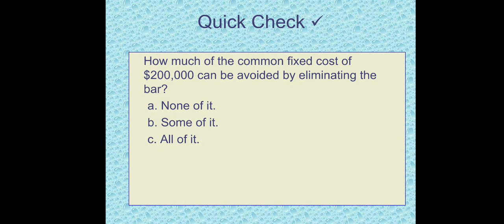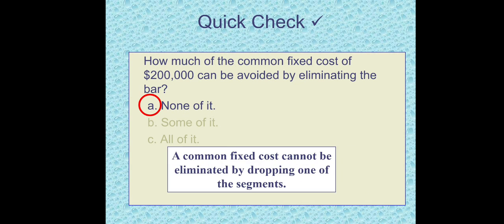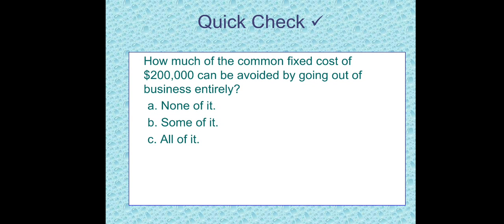Now, this is about the common fixed cost and traceable fixed cost. How much of the common fixed cost of 200,000 can be avoided by eliminating the bar? Remember, common fixed cost. What is the definition of common fixed cost? So always remember, a common fixed cost cannot be eliminated by dropping or closing one of the segments. Okay, remember that.